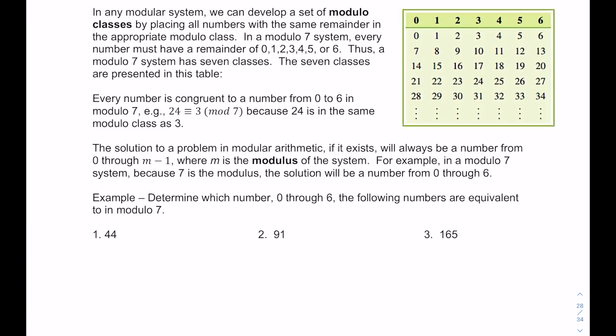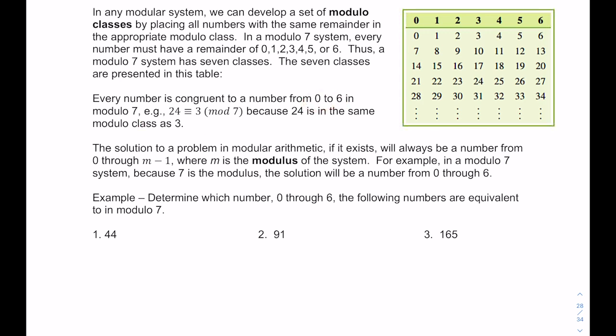In any modular system, we can develop a modulo class by placing all of the numbers with the same remainder in the appropriate modulo class. So for example, all of the numbers in this first column here, if you divide 7 into each of them, they're all divisible by 7, so they have a remainder of 0. All of these numbers have a remainder of 1 when you divide by 7. All of these have a remainder of 2 when you divide by 7, and so on. Every number is congruent to a number from 0 to 6 in modulo 7.